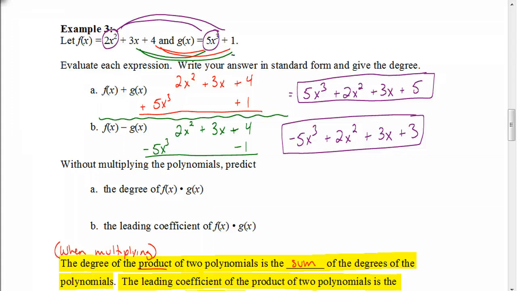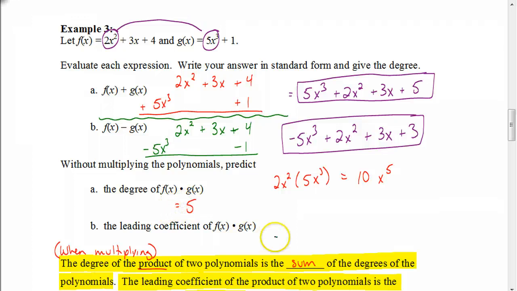But we'd end up getting the degree. Remember, the degree is the largest exponent. Now when we multiply, and the bases are the same, remember we add the exponents together. So if I took 2x squared times 5x cubed, I'd end up getting 10x to the fifth. So if you notice, when I multiply those together, my degree ends up becoming 5. And the leading coefficient would be the 10.